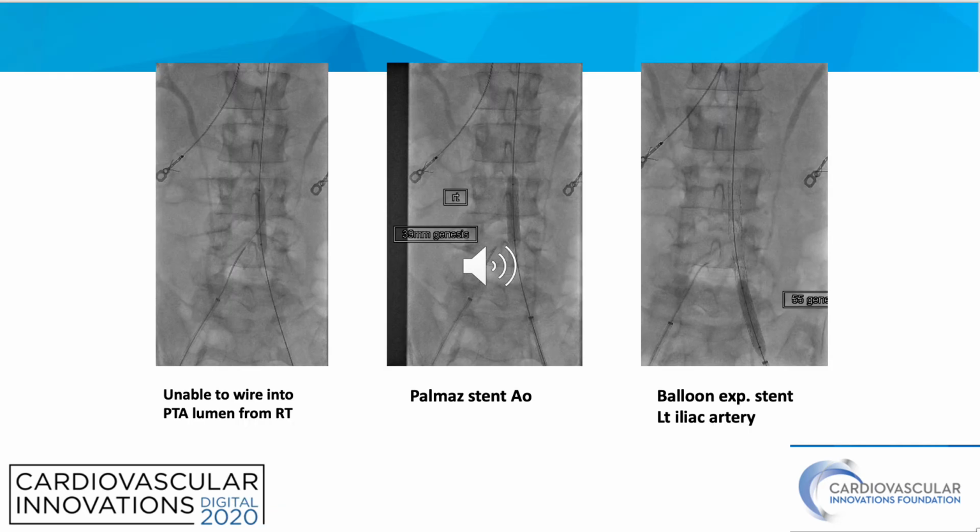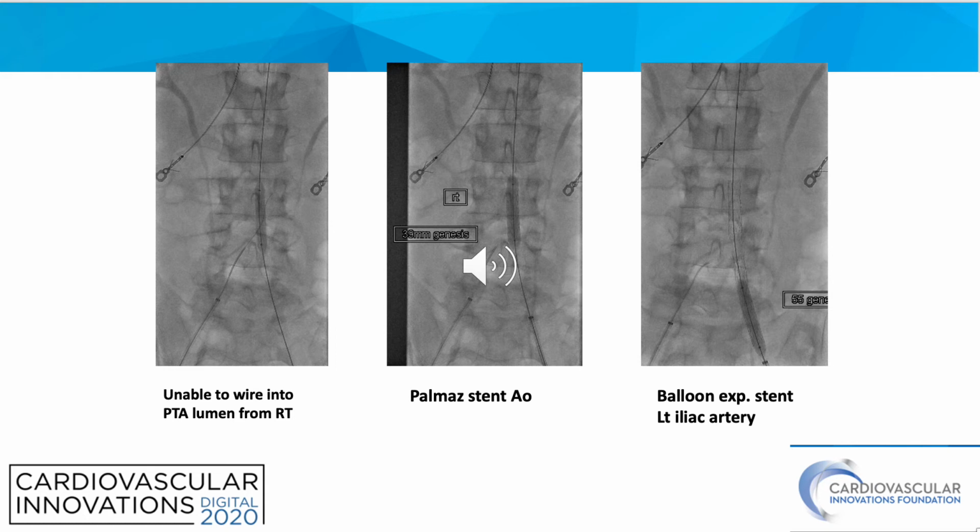Since we now had a wire externalized out the left common femoral artery, we gained ultrasound guided access to the right common femoral artery. We decided to go ahead and try to wire into that lumen that we created with the 6mm balloon. Multiple times we were not able to do that.